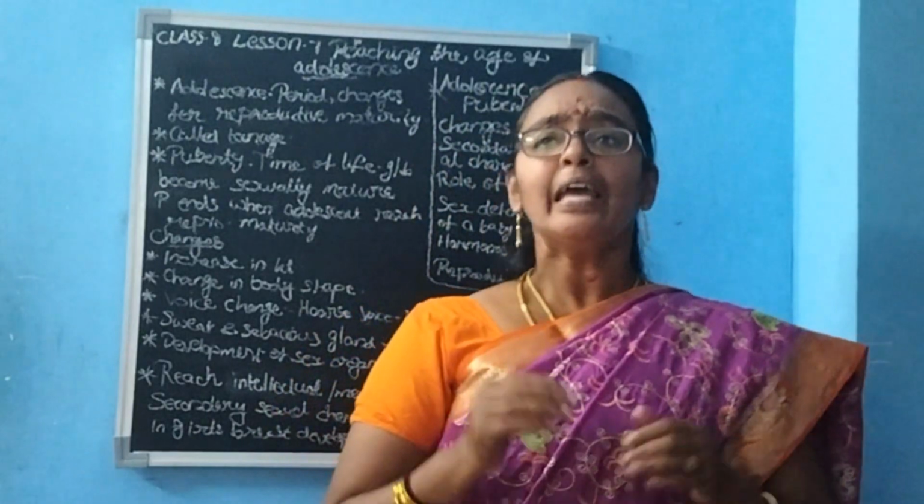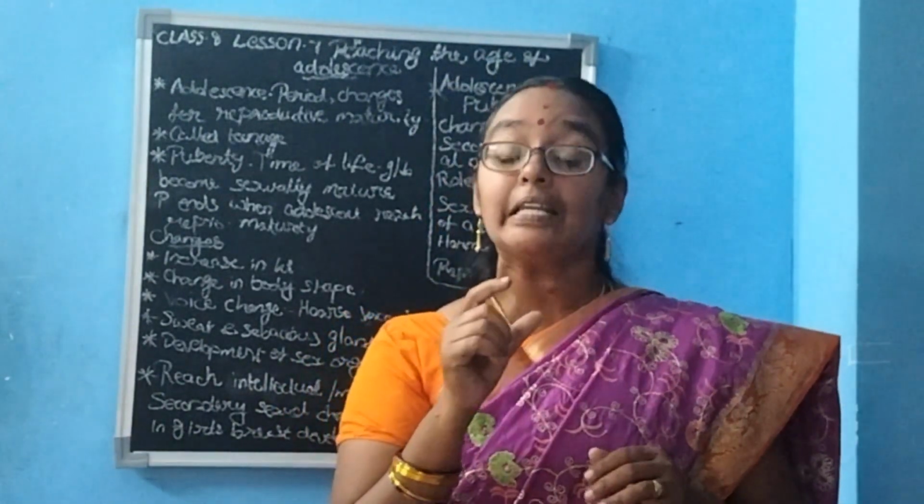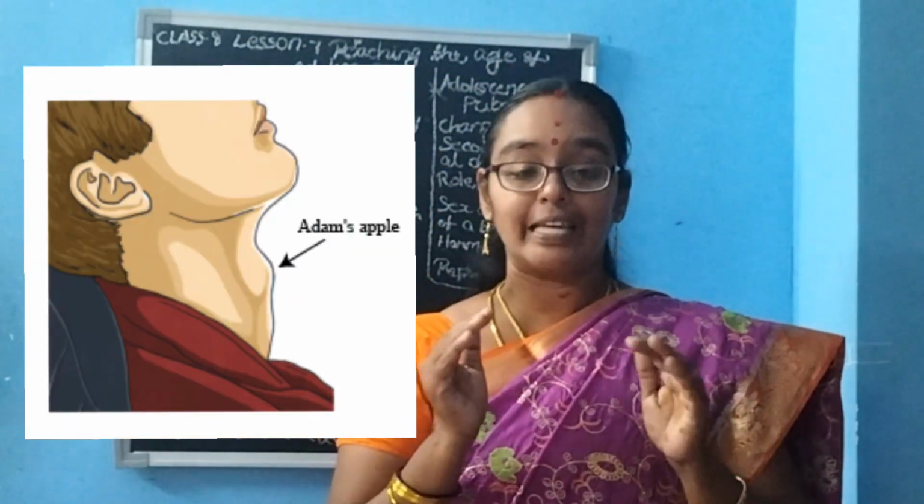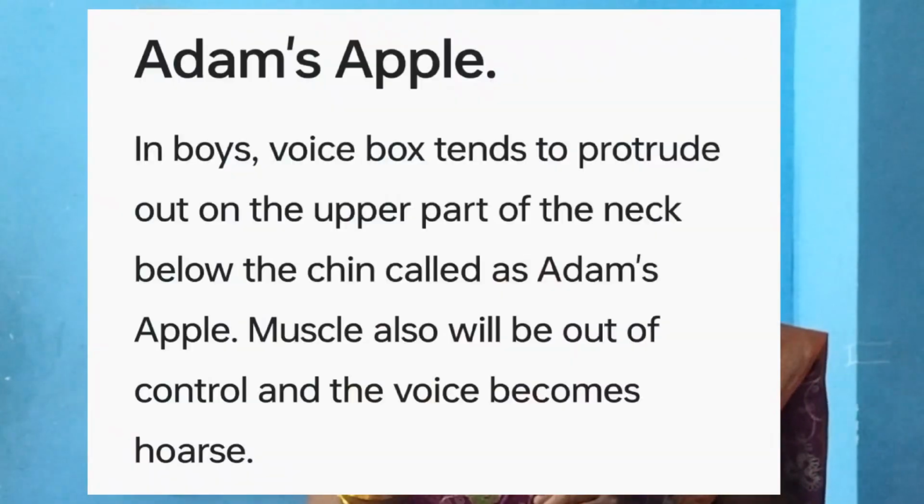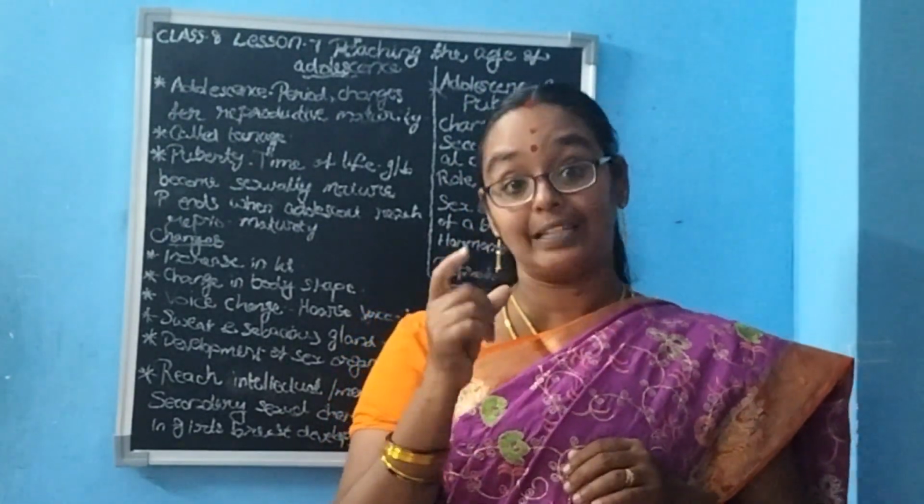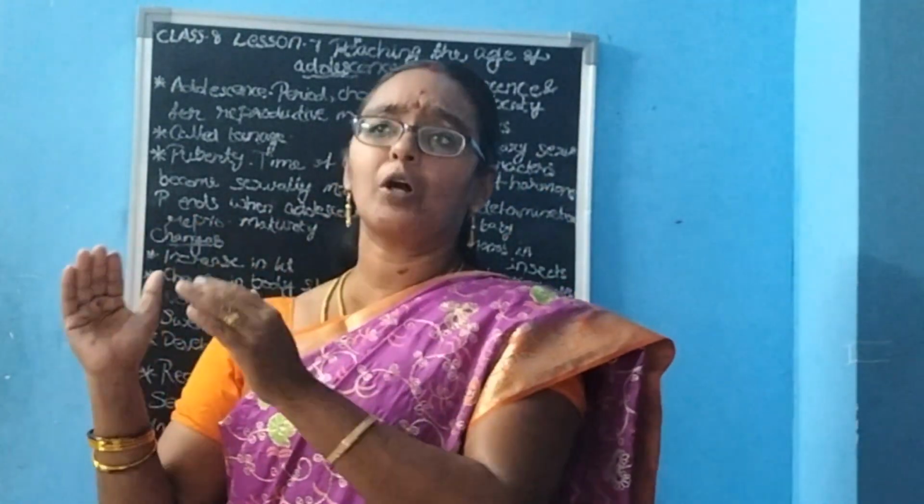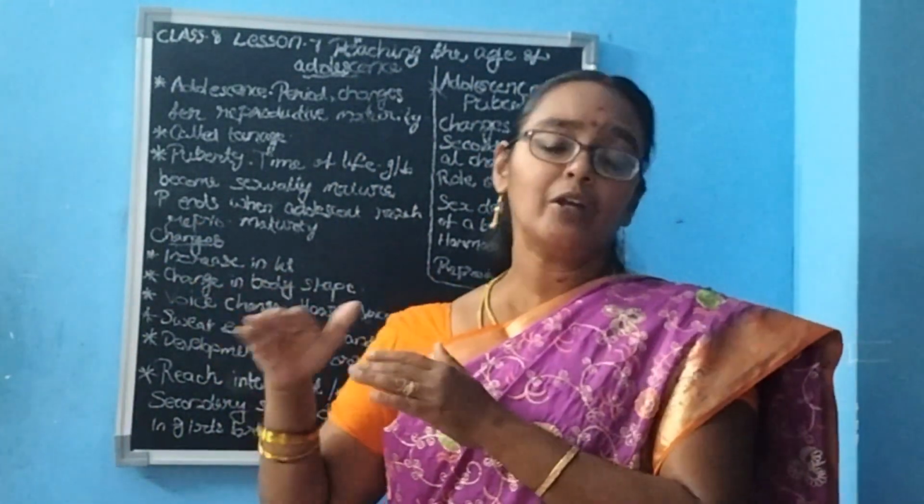Okay. Protruding part can be seen for the boys. We are saying it as Adam's apple. Because the muscles will not be in control, it will be protruding out, and you can see it for the boys, and we are saying it as Adam's apple. Okay. After the period of this adolescence, this will be normalized.